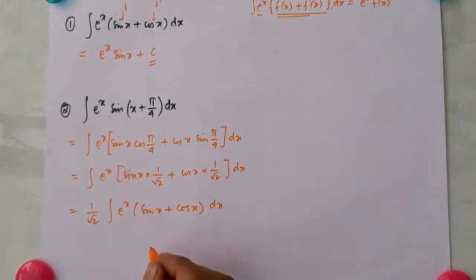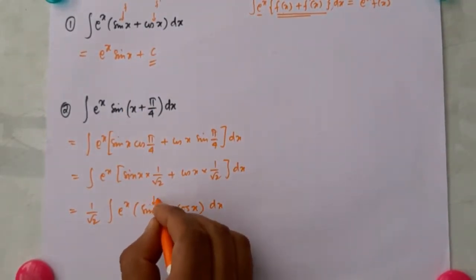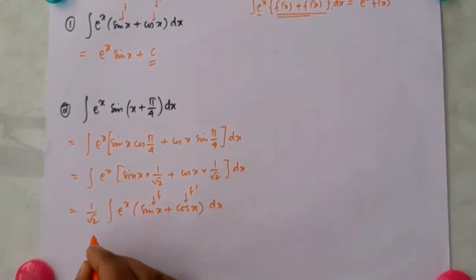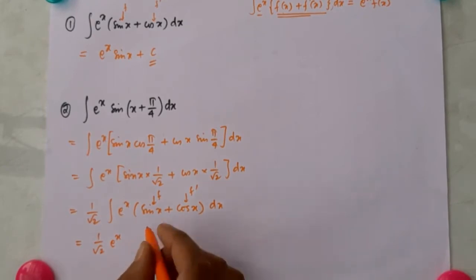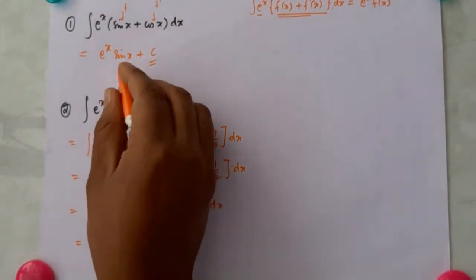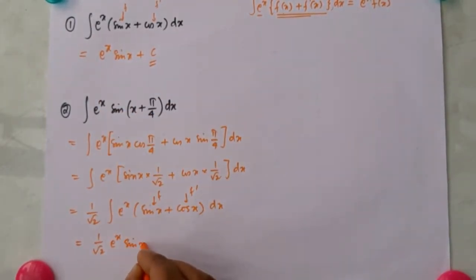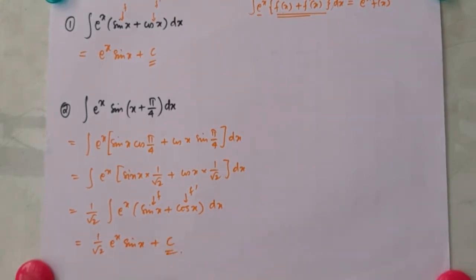Isn't it the same question? So what is this? This is my f and this becomes my f'. So your answer will be 1 by root 2 e to the power x sin x, isn't it, with constant of integration. So you may pause the video and note it down.